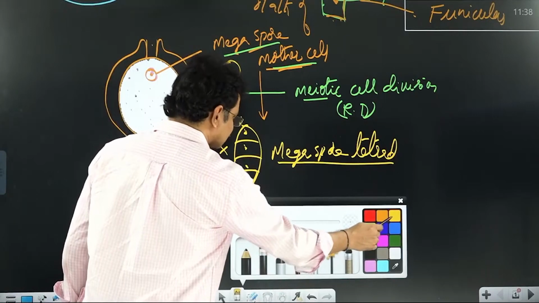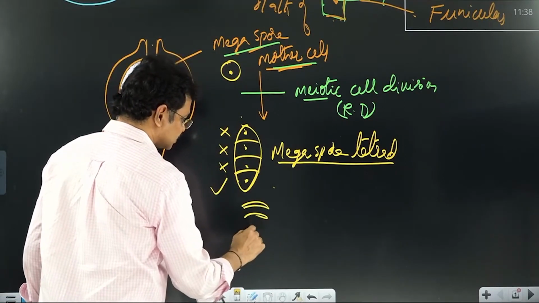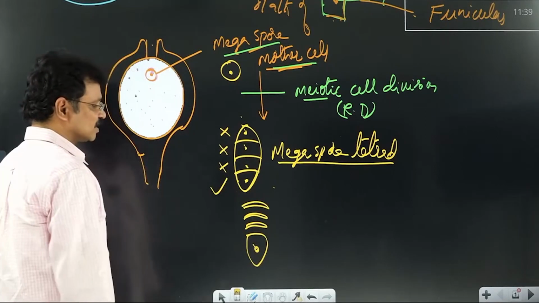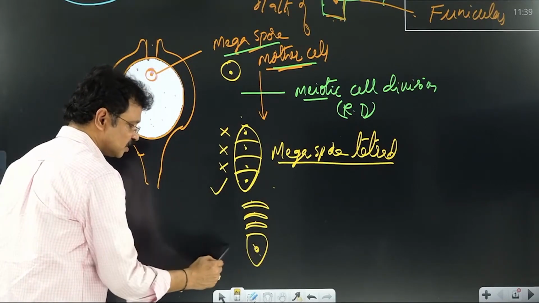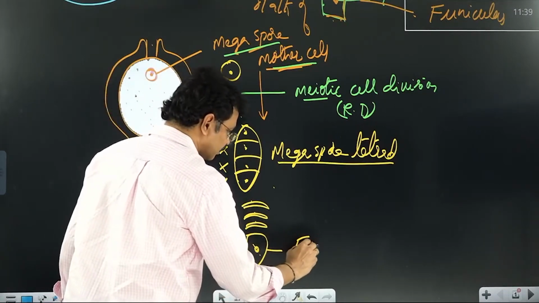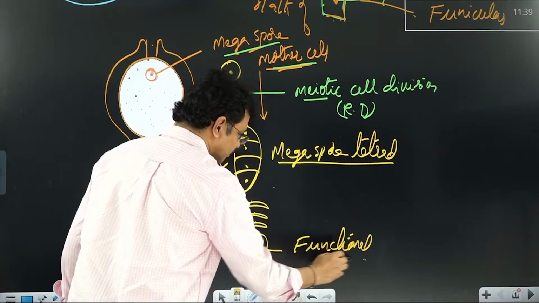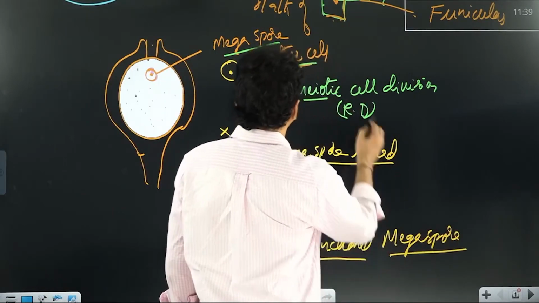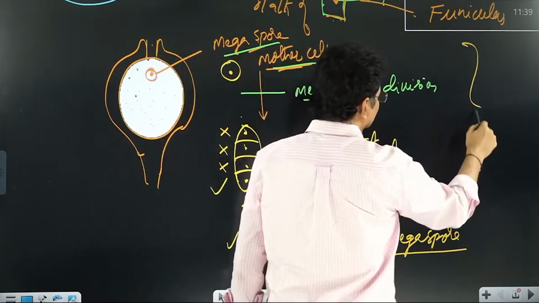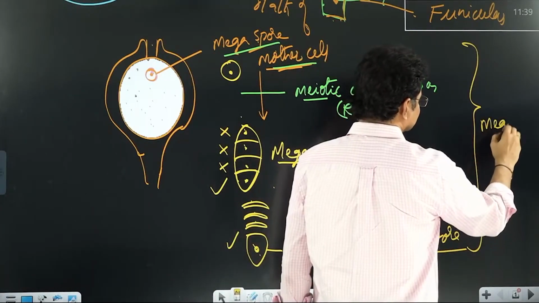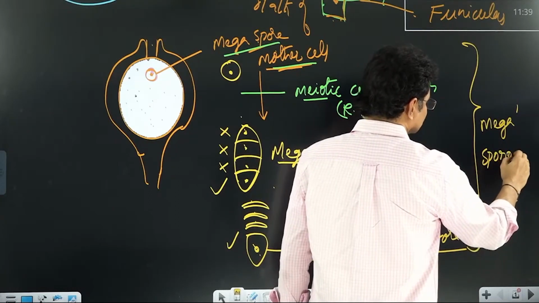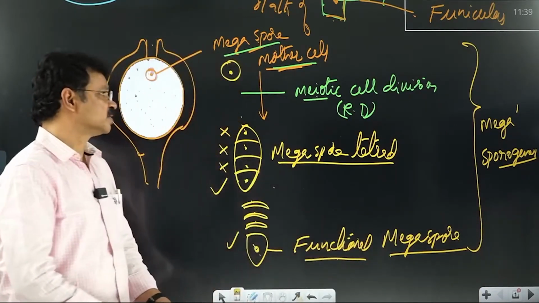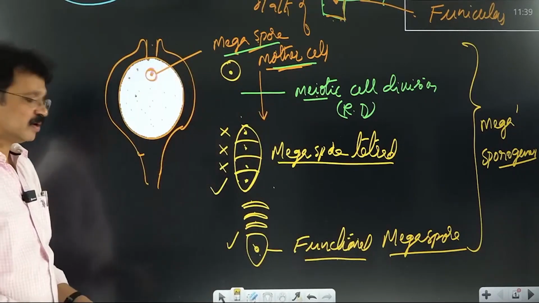Among these 4, 3 degenerate. One degenerated, second one, third one. But only one megaspore is functional out of the 4 cells of this tetrad. These 3 are degenerated, this only one is functional. The name of this cell is the functional megaspore, meaning a fertile megaspore. So megaspore formation is completed. Formation of megaspore from megaspore mother cell is known as megasporogenesis. This entire process is known as megasporogenesis. So what kind of cell division plays a significant role in megasporogenesis? Meiotic cell division.